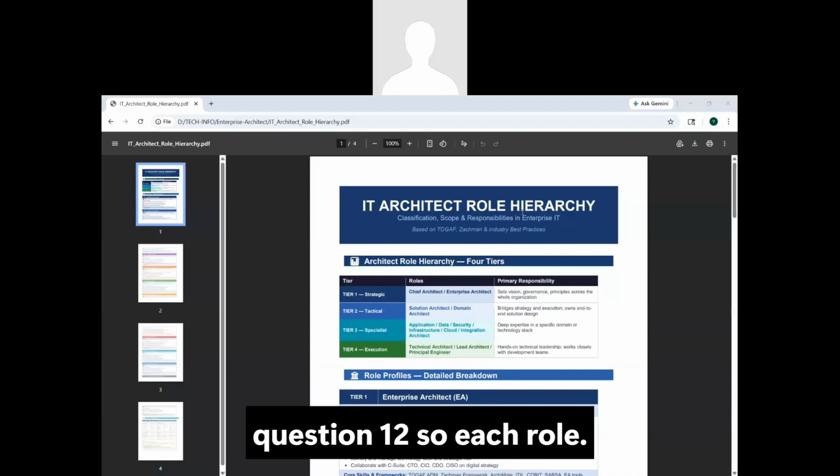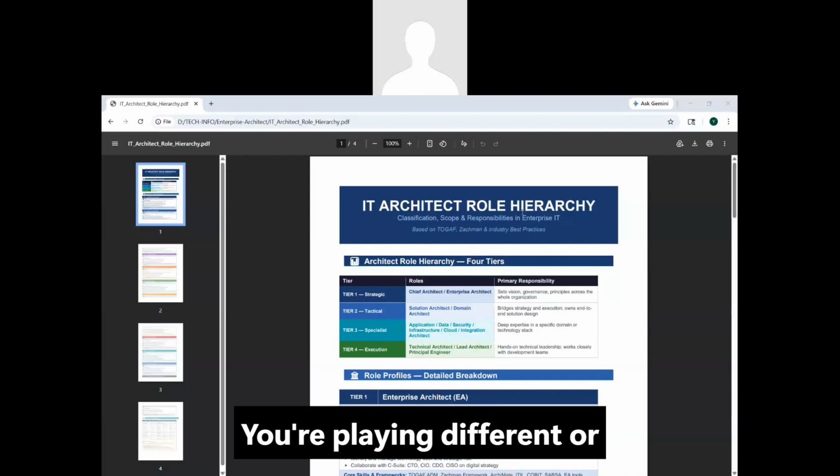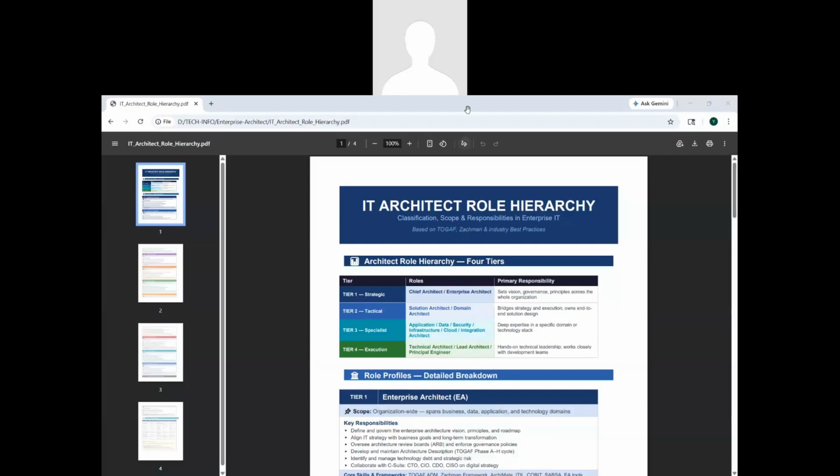Each role plays a different key responsibility. You will see them in detail in the next session.